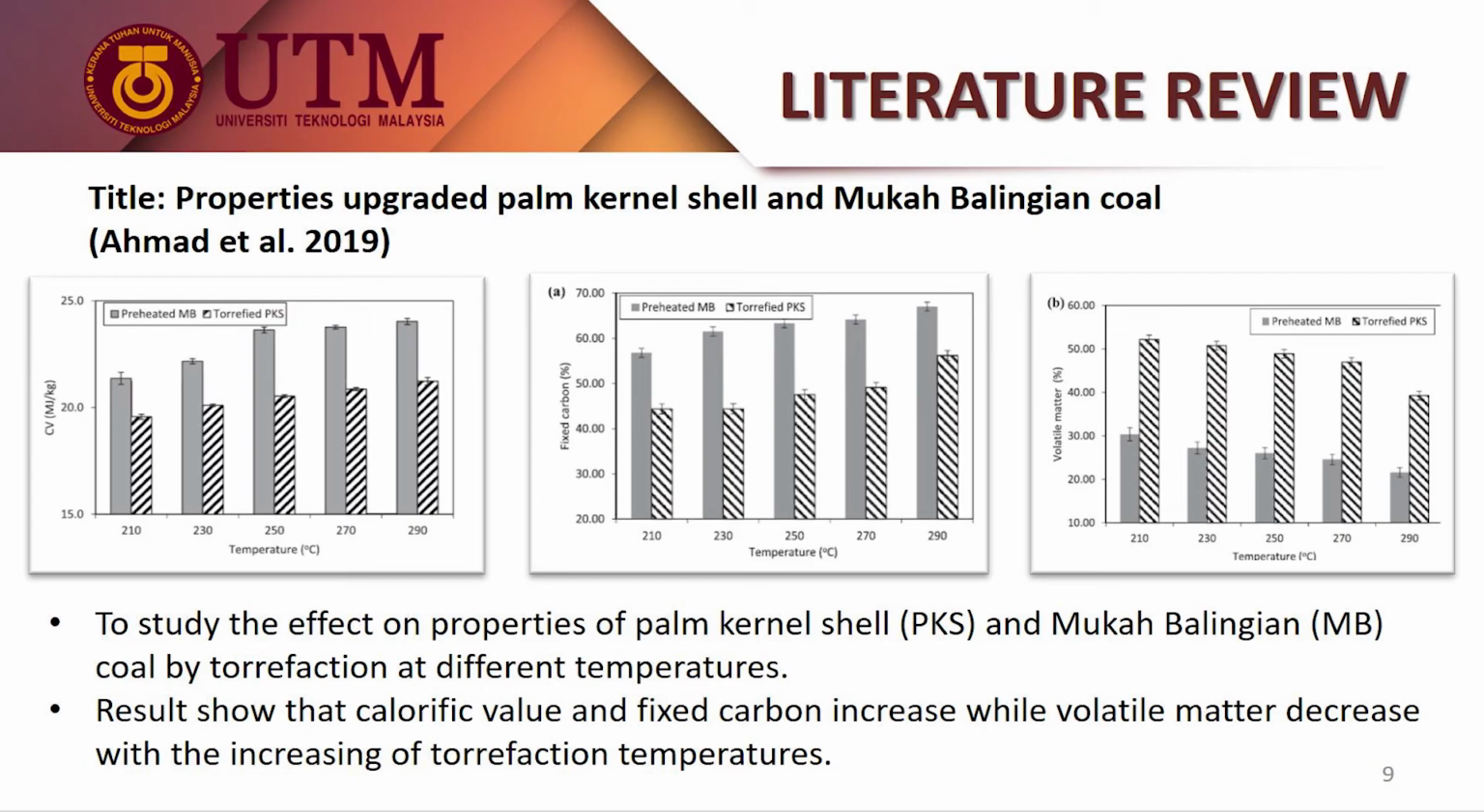The results show that the calorific value and fixed carbon of PKS increase while volatile matter decreases with increasing torrefaction temperature. And the mass yield for torrefied PKS ranges from 88% to 65%. This is due to volatiles such as hemicellulose and some lignin compounds released during torrefaction. The energy yield decreased with the increase in temperature. The energy yield for torrefied PKS was drastically reduced to 65% at a pre-treatment temperature of 250 degrees Celsius.